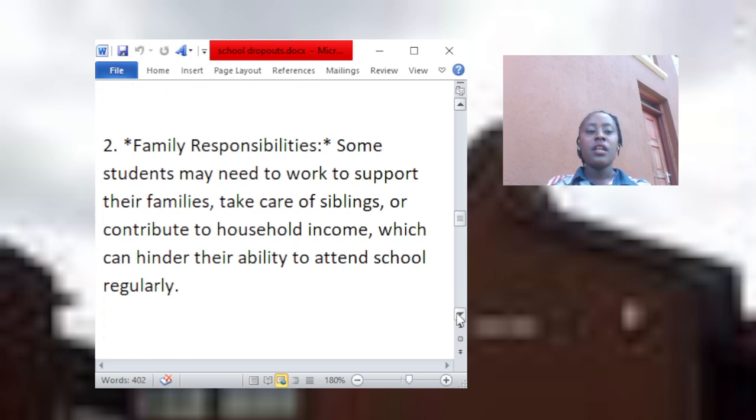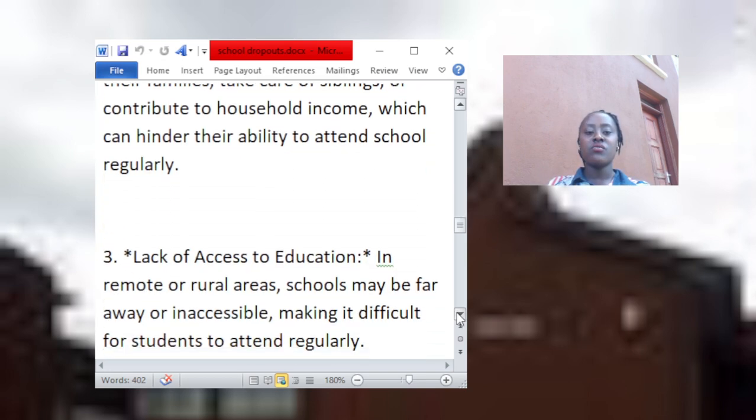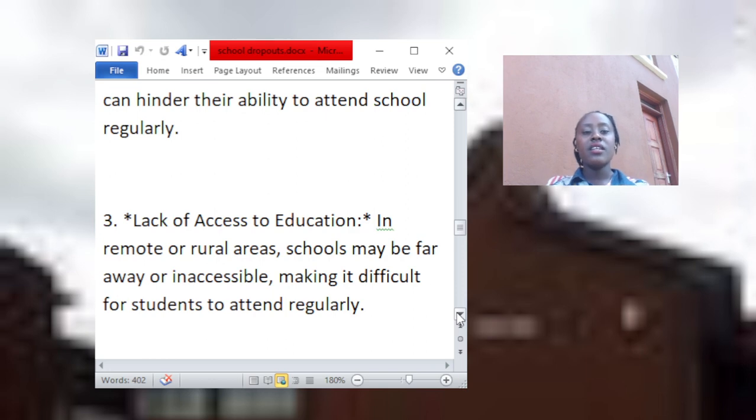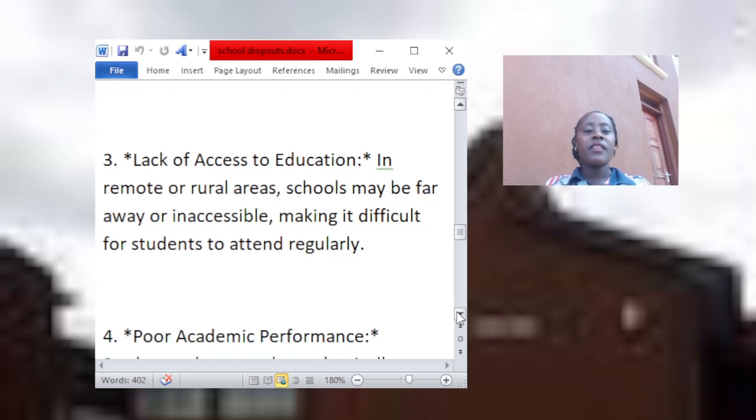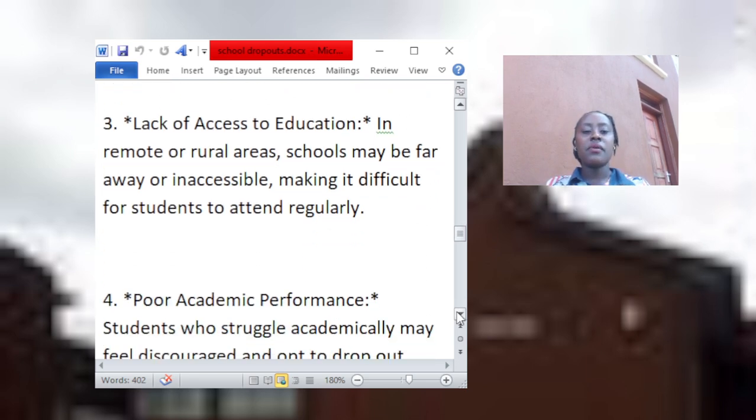Number three, we have lack of access to education. In remote or rural areas, school may be far away or inaccessible, making it difficult for students to attend regularly. So this would be another cause of school dropouts, since in rural interior areas there will be so many challenges, maybe of water, food, and other resources, and so education is not accessible to those areas.